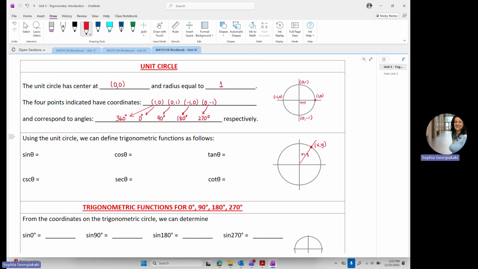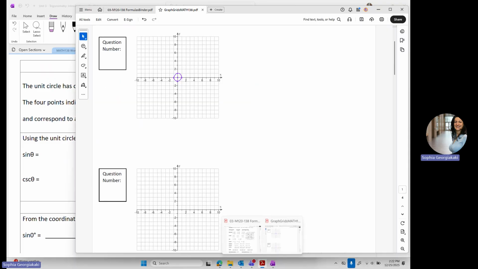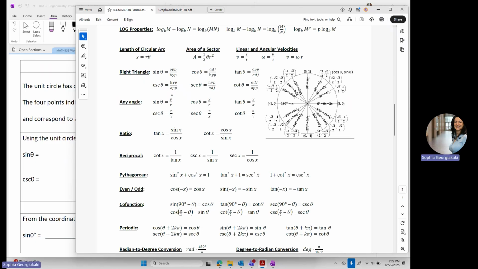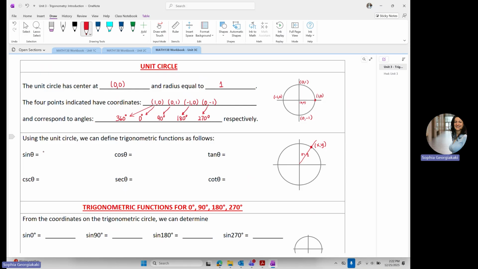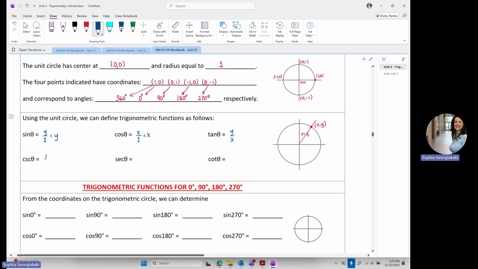Then from the definition of trigonometric functions of any angle, the sine will be y divided by r, but r is equal to 1. So I will have sine equal to y divided by 1, which is y. And the cosine will be x divided by 1, which is x. And the tangent will be y divided by x from the regular definition. And the cosecant will be 1 over y, because r is equal to 1. The secant will be 1 over x, and the cotangent will be x over y.